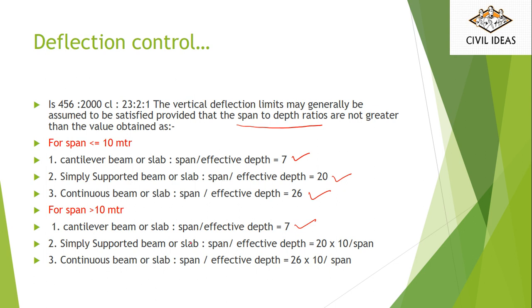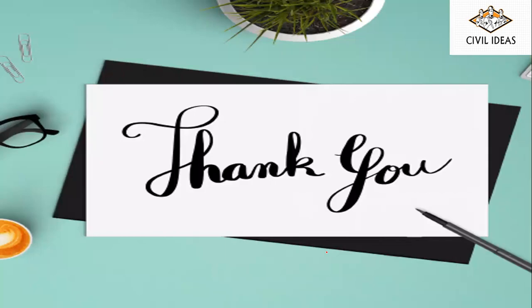For a simply supported beam or slab, the span by depth ratio will be 20 into 10 by span. We have to multiply. Similarly, in continuous beam or slab, span by effective depth will be 26 into 10 by span. Thank you.